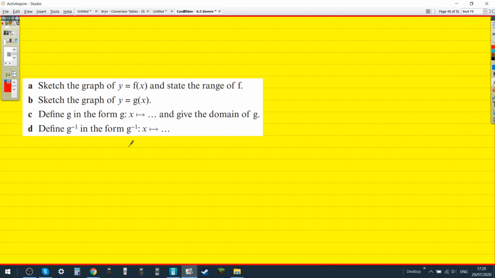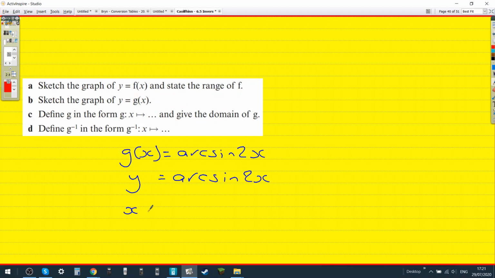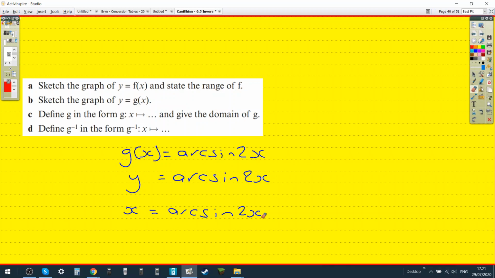Another way to write this is g of x equals arc sine 2x. Do you remember from GCSE you replaced this with y equals, then you swap the x and the y to get the inverse. Then you have to make y the subject. So make y the subject there. What do you get?